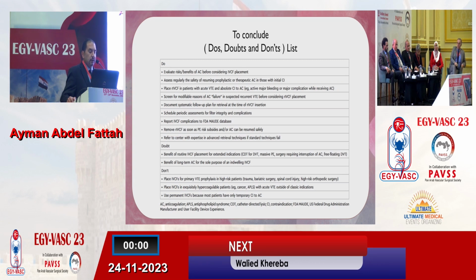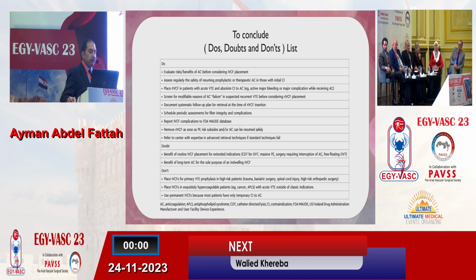Doubt the benefit of routine IVC filter placement for extended indications like catheter-directed thrombolysis for DVT, massive pulmonary embolism, surgery requiring interruption of anticoagulation, or free-floating DVT. Doubt the benefit of long-term anticoagulation for the sole purpose of an indwelling IVC filter.